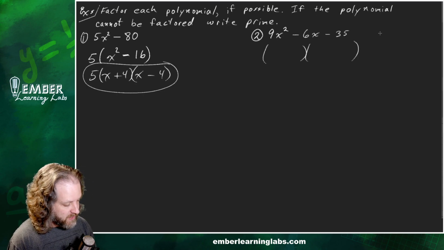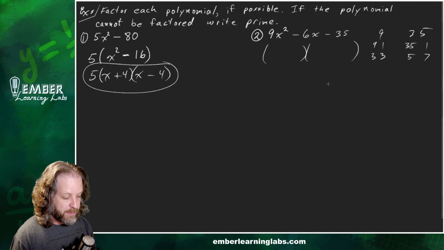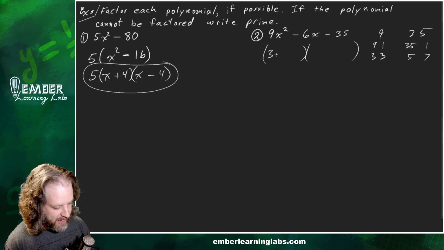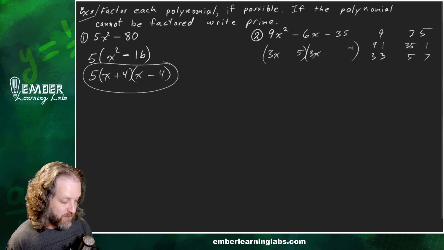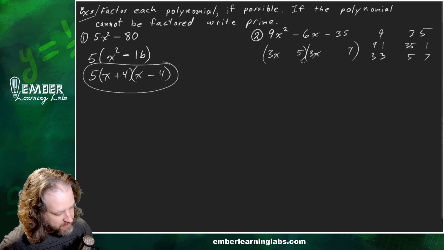So factors of 9 are 9 and 1, 3 and 3. Factors of 35 are 35 and 1, and 5 and 7, right? So those are our options. I'm going to start with these middle-y ones. So 3x and 3x and 5 and 7. I like 3 and 3 because they're the same, so the order doesn't matter because they're the same. So let's see if this works.